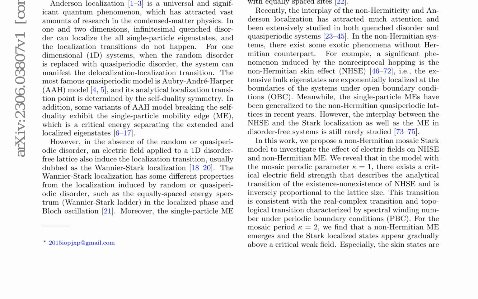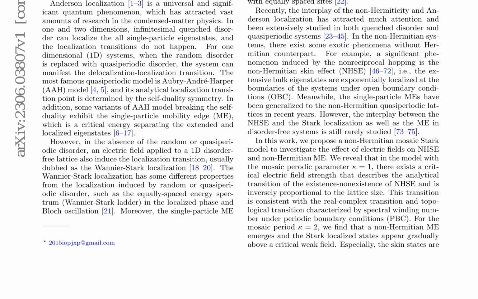When the mosaic period kappa equals 2, the system exhibits an exact non-Hermitian mobility edge, and the skin states persist even in strong fields, contrasting the gigantic field required to restrain the non-Hermitian skin effect in the kappa equals 1 case. The authors also examine the expansion dynamics of an initially localized state and dynamically probe the existence of the non-Hermitian skin effect and non-Hermitian mobility edge.